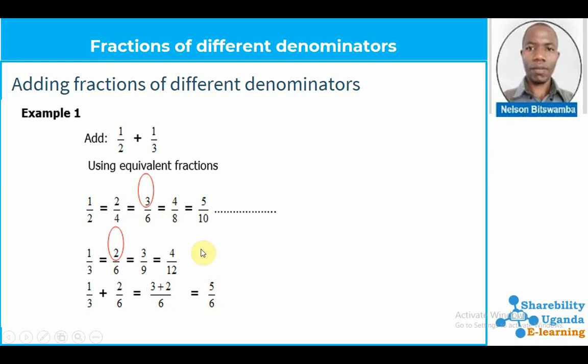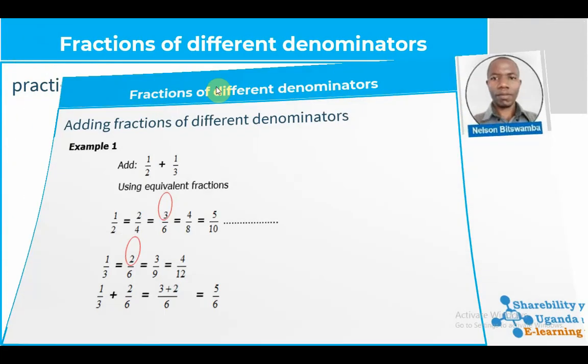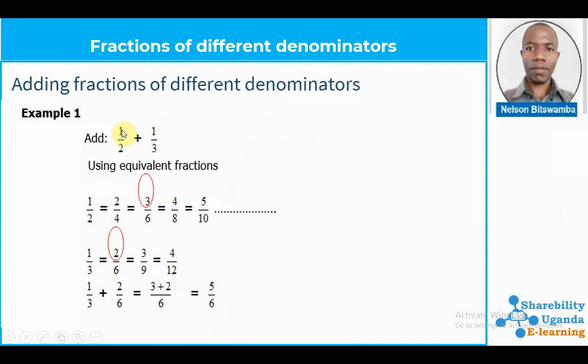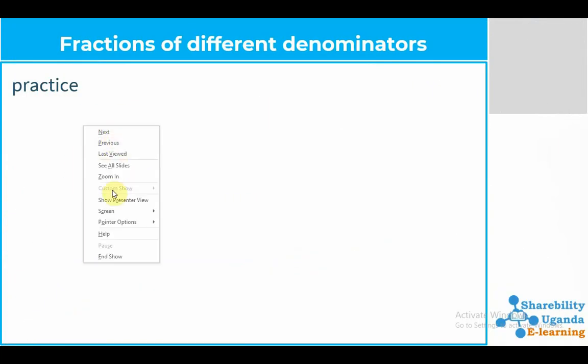In the other way around, we can also solve this by getting the lowest common multiple. Let's try it here using another method. We have 1 out of 2 plus 1 out of 3, which is our fraction. Let's look at another method for how we can solve this. Okay, let me get a pen tool here. We have 1 out of 2 plus 1 out of 3.